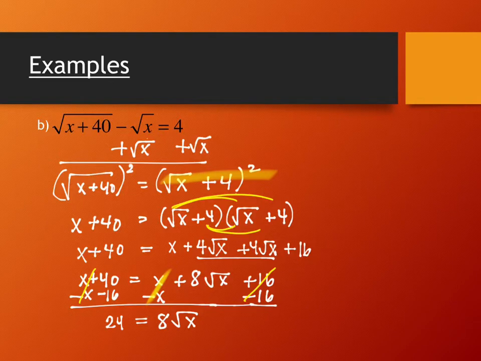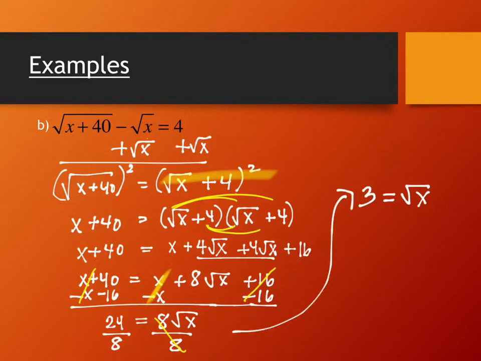Again, the goal is to get the square root alone. So what do I do for my next step? Yep, divide by 8. So these eliminate. 24 divided by 8 is 3. And I have the square root of x left on the right-hand side then. What do you think my last step is? Square both sides, you got it. So this is 9 equals x.